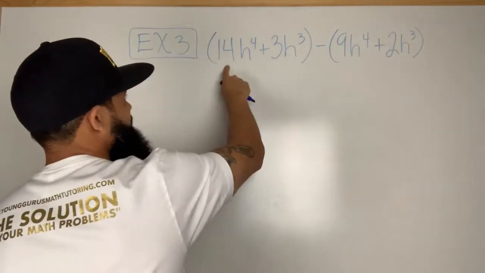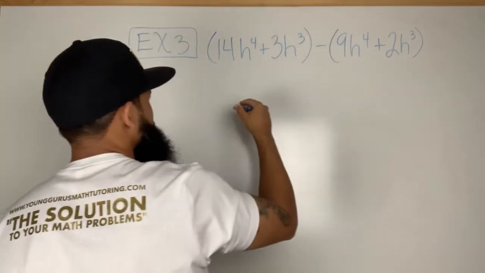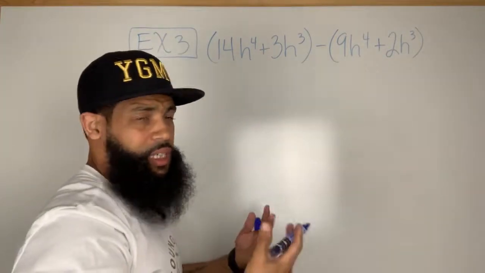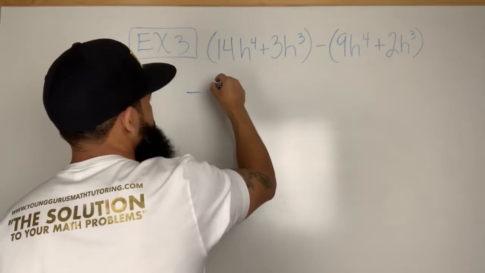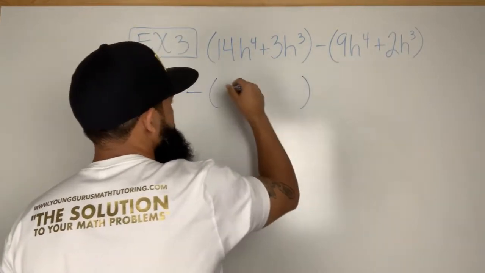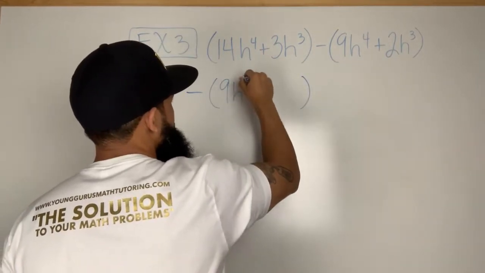You can say 14h to the 4th minus 9h to the 4th, but just for the sake of this lesson being online, if you're watching this online, you obviously came here for a reason, because you wanted some help. So I want to try to make it as simple as possible.